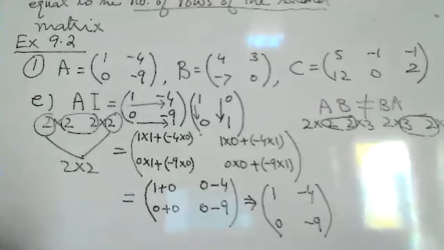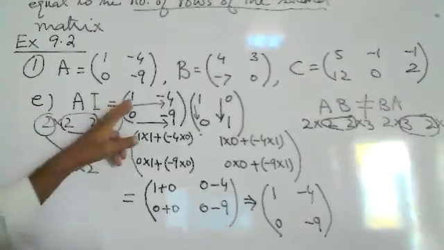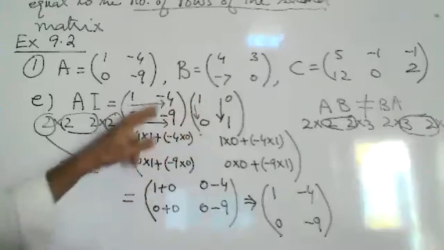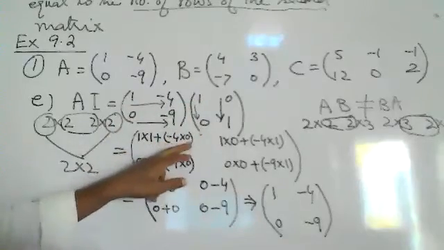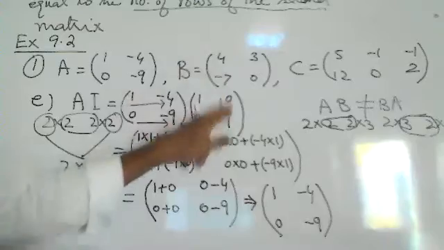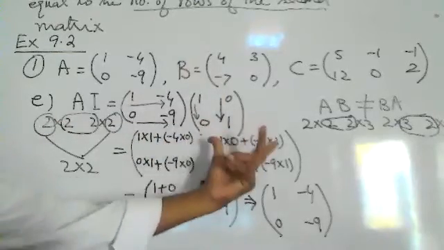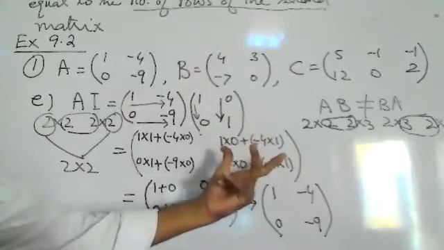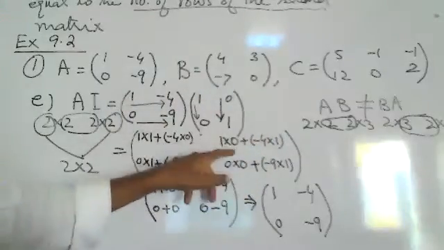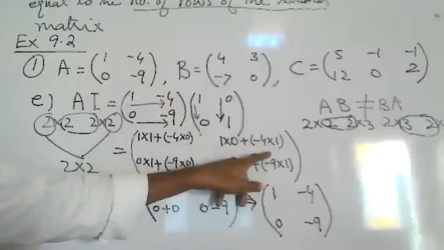Okay. So the first row is multiplied with the first column, 1 into 1 plus minus 4 into 0. This is over. Now the first row is multiplied with the second column. The answer will be written in the first row, second column. It will be only one element. 1 into 0 plus minus 4 into 1.